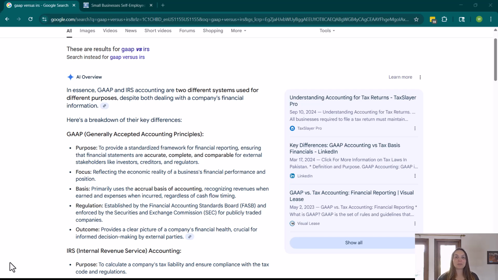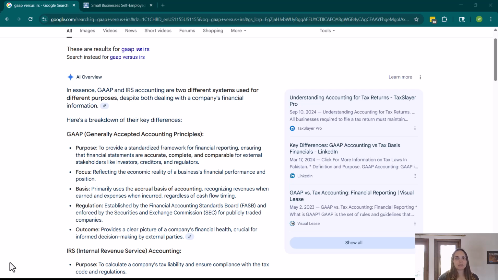Now, when we report to the IRS, we are using the framework set in place by the Internal Revenue Code, or the IRC. So the IRS uses the IRC. And the Internal Revenue Code, or the IRC, is what we use to calculate what we owe for taxes, okay? GAAP and the IRC are not the same.